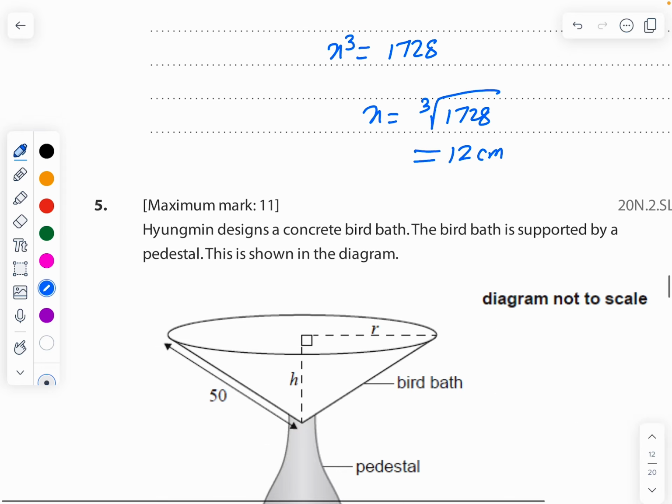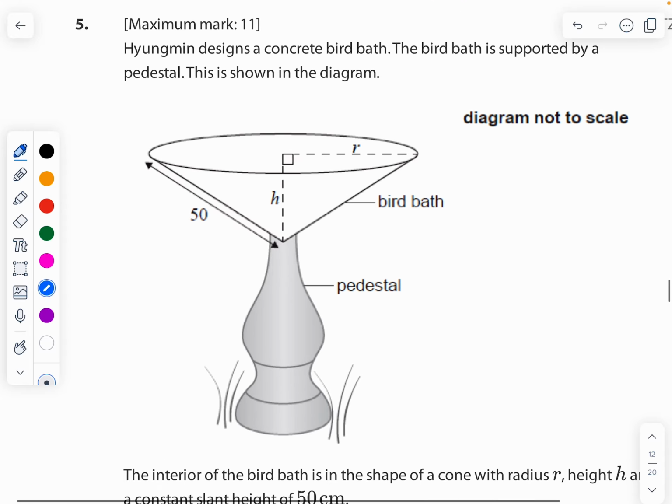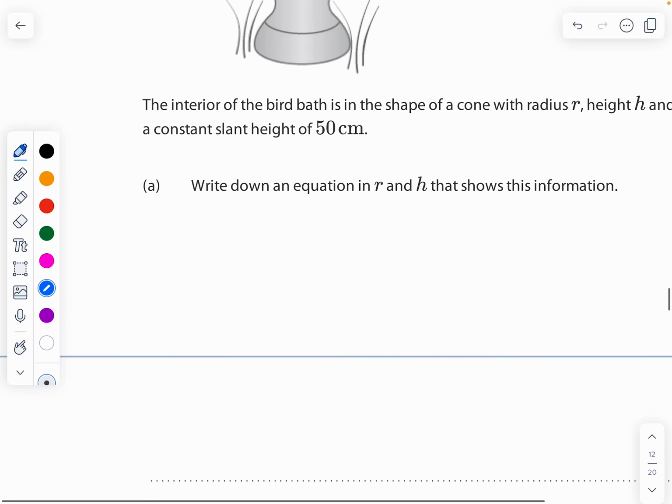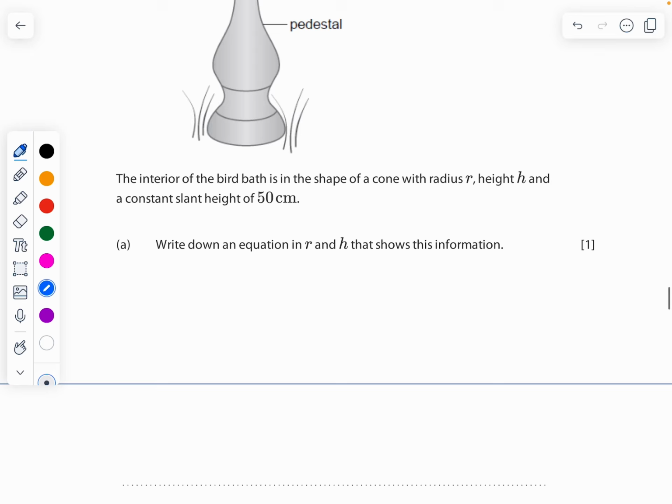Then Hungmin designs a concrete bird path. The bird path is supported by a pedestal. This is shown in the diagram. The interior of the bird path is in the shape of a cone with a radius r, a height h, and a constant slanting height 50. Write down the equation of r and h.